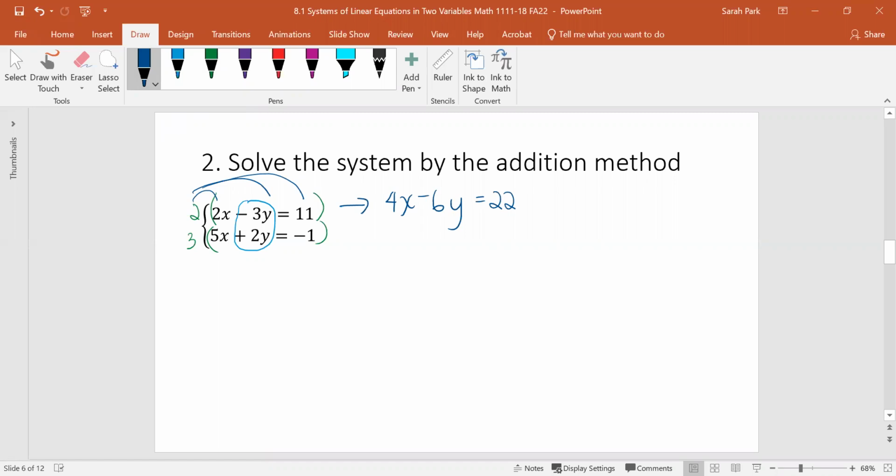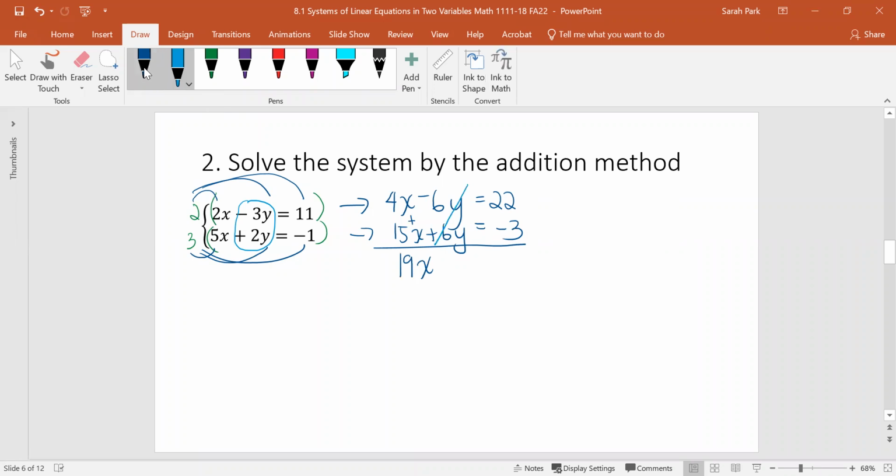And now we can multiply the bottom equation. 3 times 5x is 15x. 3 times 2y is positive 6y. 3 times negative 1 is negative 3. Let's add the two equations together. The like terms first. 4x plus 15x is 19x. Of course, the negative 6y and positive 6y are eliminated.